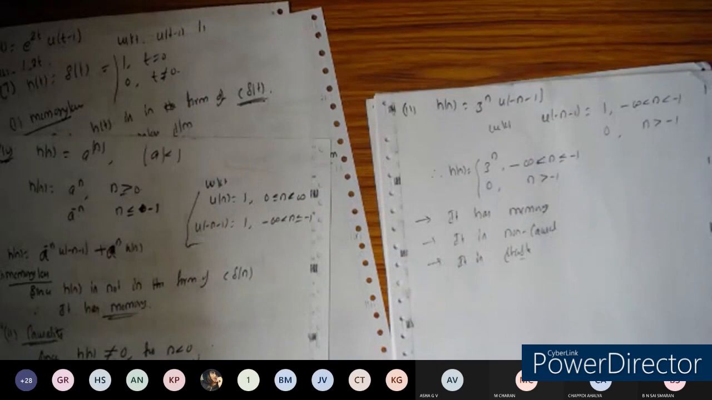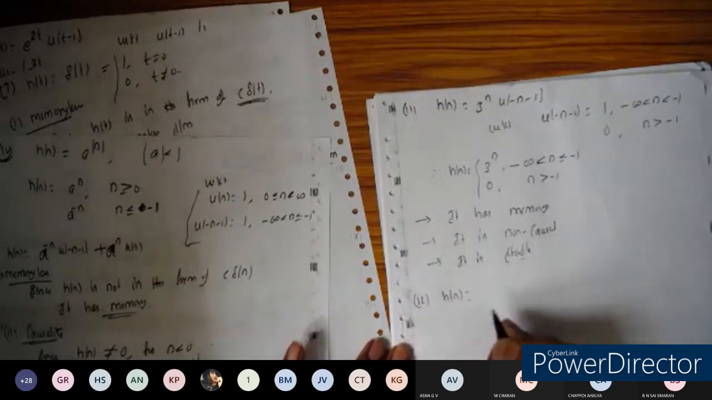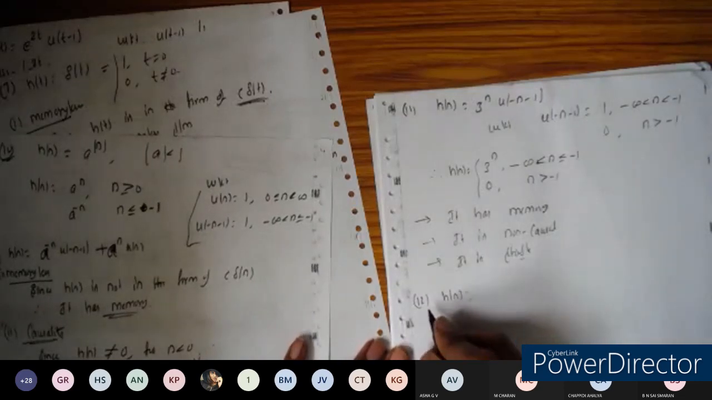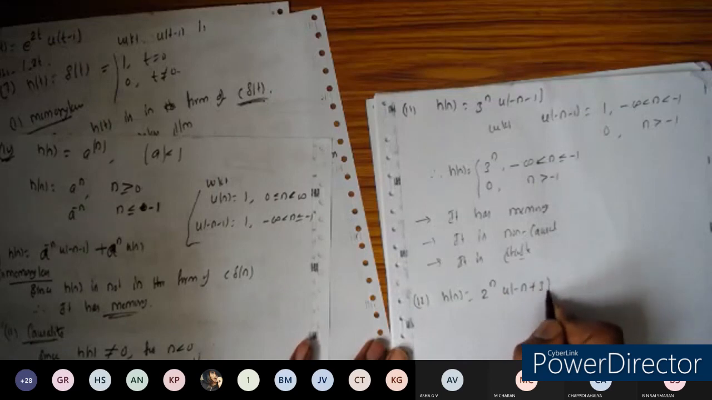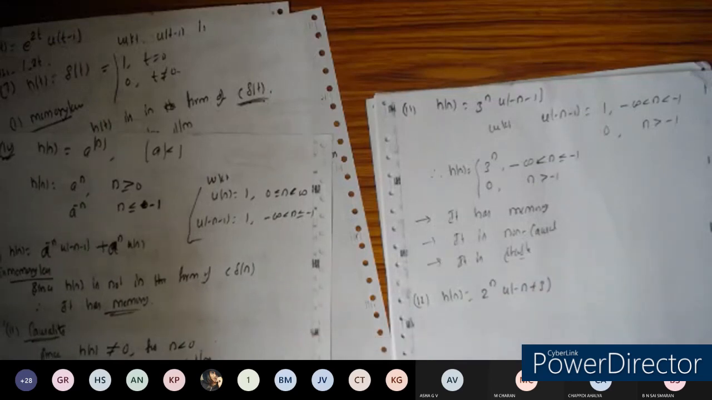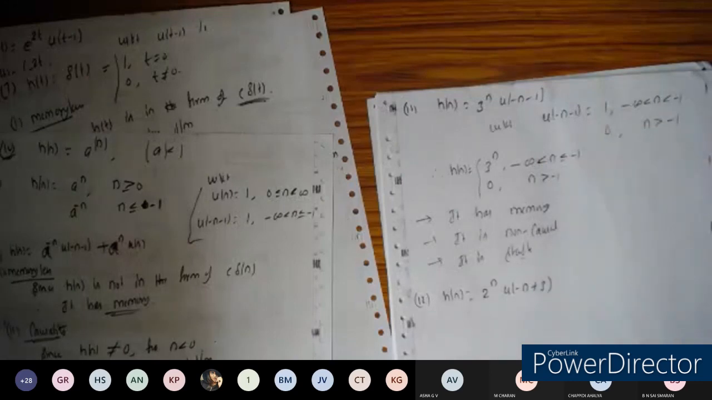I will take a problem and give a similar kind of solution so that you can do it as homework. Take the next problem as h of n is equal to 2 to the power of n into u of minus n plus 3. You have to verify the stability property and all the properties for this one. I will give the hint on how to solve.